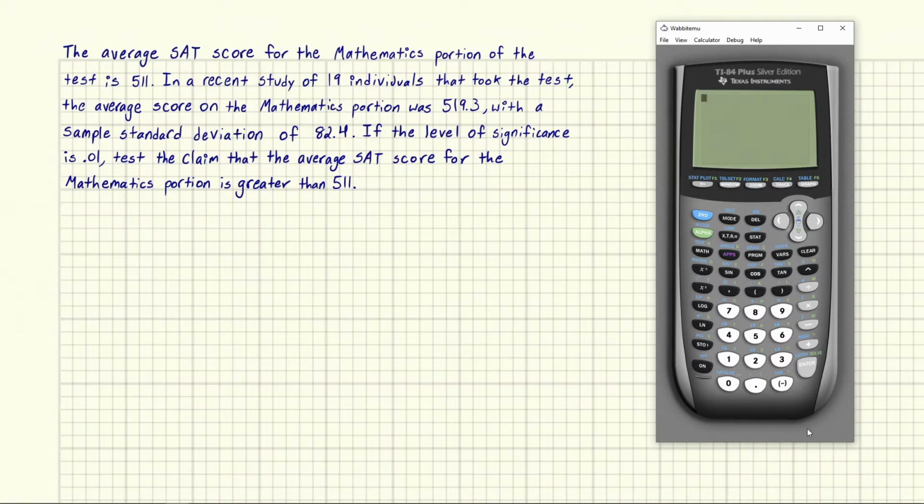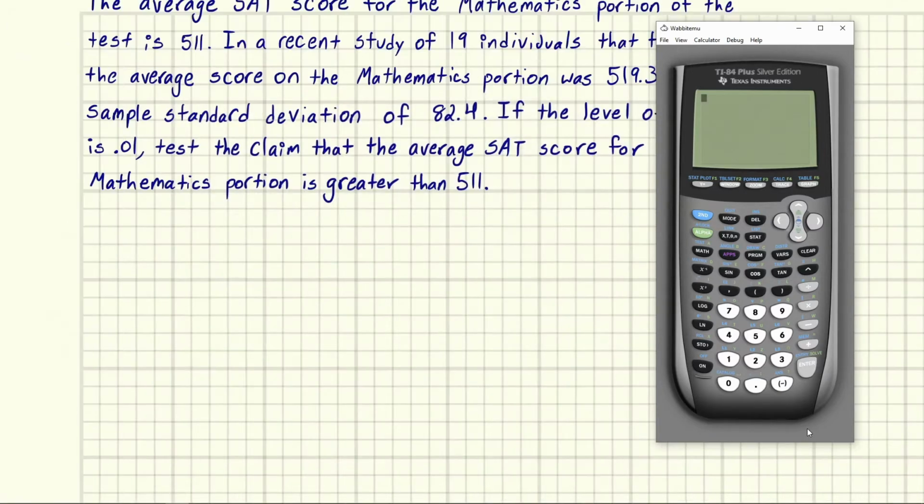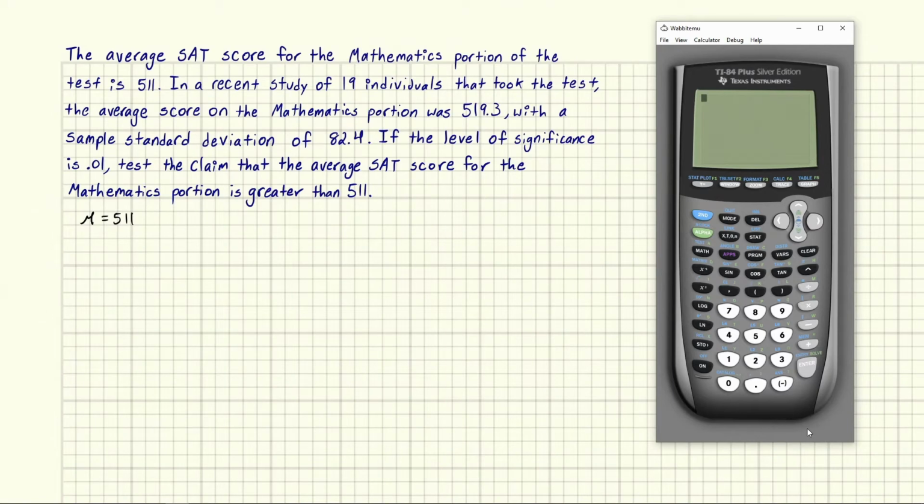We're testing a claim here, and that's how we know that we are going to be doing some sort of hypothesis test. Let's just get the numbers out of this problem, first thing I like to do. The average SAT score for the mathematics portion is 511. They're just stating this. They're saying that mu is 511, for everyone. The average SAT score for all people is 511. That is what they're saying.